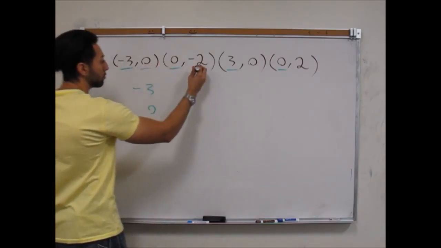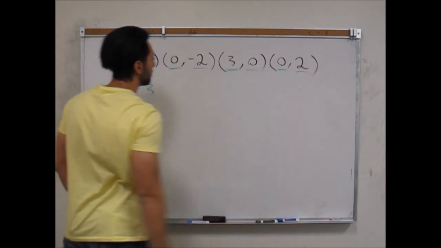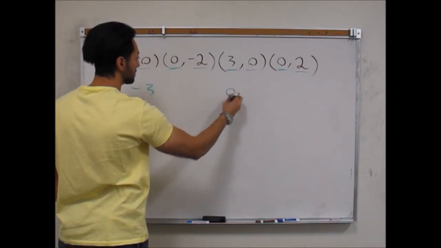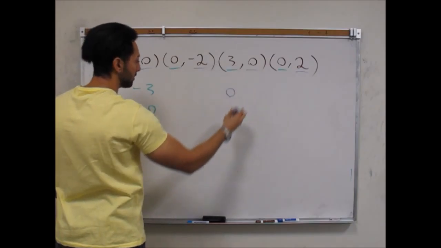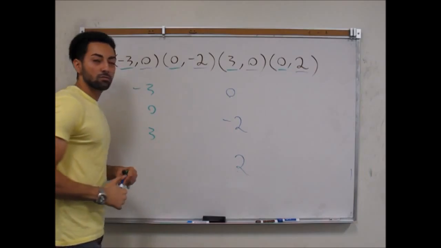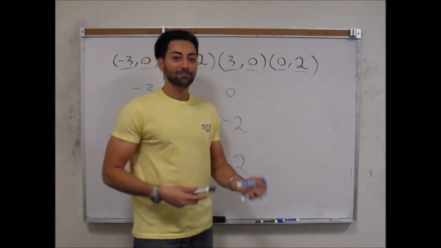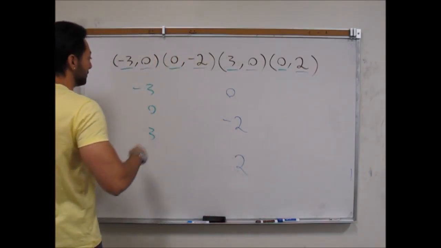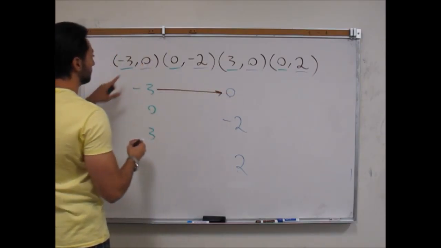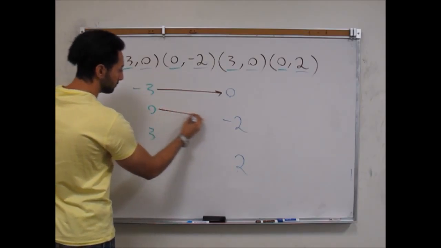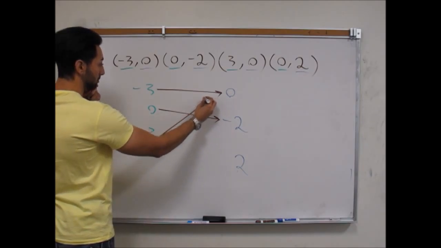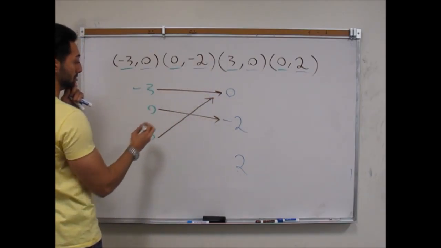We know that's the second coordinate of our ordered pair, so those would be our outputs. Let me see if anything repeats. The 0 repeats, so I'm just going to write that one once. We have a -2 and then a 2. Okay, let's do our arrow drawing that we usually do. We're pretty good at this by now. So let's see, the -3 goes to 0. The 0 goes to -2. The 3 goes to 0. The 0 goes to 2.